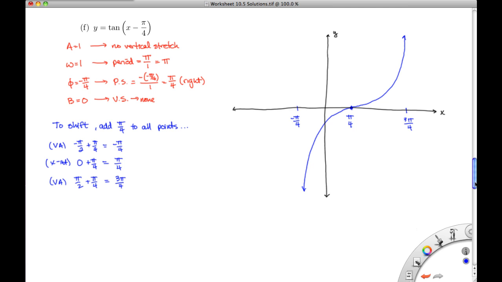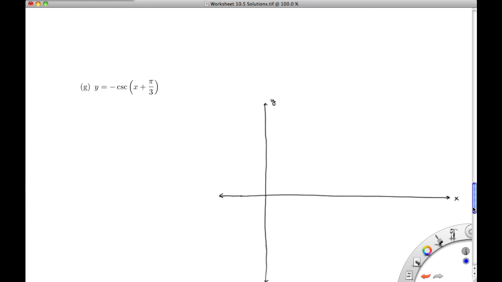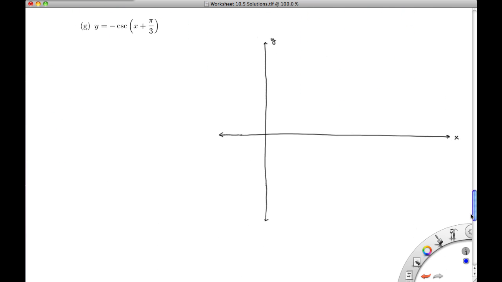Okay, so this is a doozy. All right, so we've got one more to go. Minus cosecant of x plus pi over 3. We are going to take the exact same approach that we've done for all of these, and we're going to start by identifying the key points or key values.